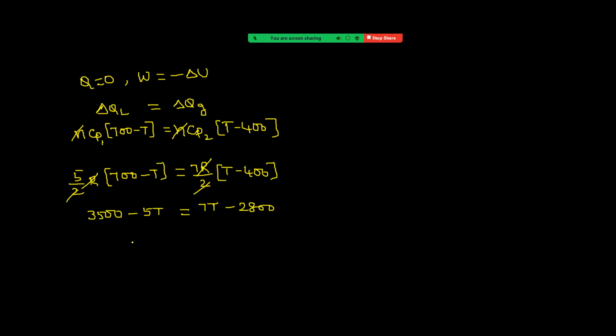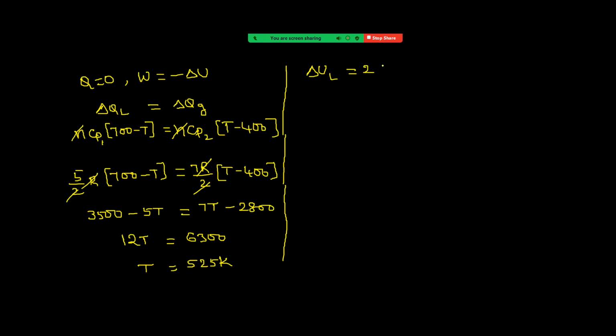So 7 plus 5, 12. 12T is equal to 35 plus 28. See how much? 43, 43 plus 20, 63, 6300. Then T equals 525 Kelvin. That is now the equilibrium temperature. Now we have to calculate delta U for the upper one, delta U for the lower one, then take the sum of those two.